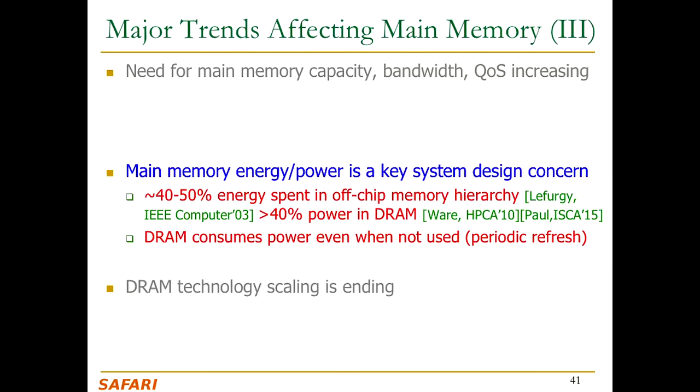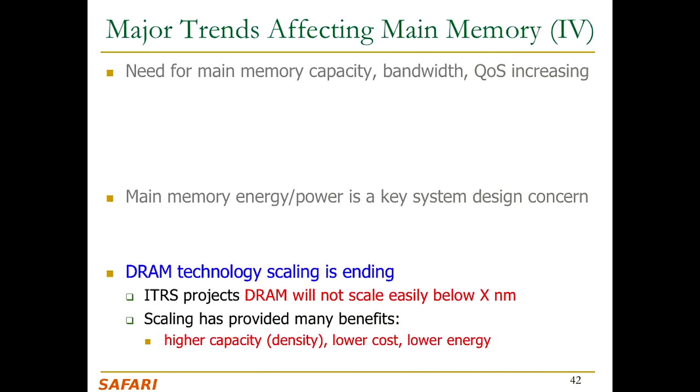When they did the study in 2003, the off-chip memory hierarchy was not just DRAM, but also off-chip caches, off-chip interconnect, off-chip storage, dot, dot, dot. But now DRAM is consuming comparatively more power today. And we've already seen that DRAM consumes power even when it's not used. Periodic refresh, that's a problem. Okay, on top of this, DRAM technology scaling is ending. I'll come to a nice point, and then we'll take a break.